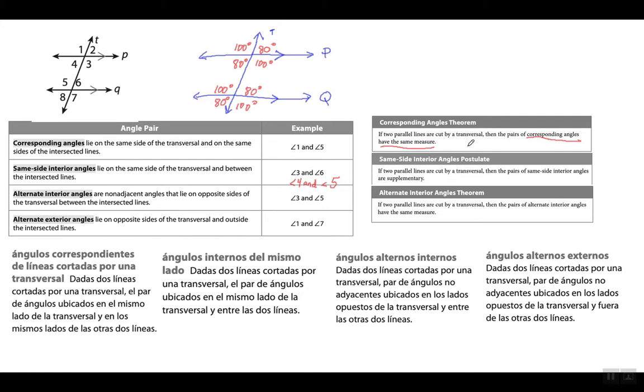Okay, so the relationship, if you look at my example and we'll also read this, the relationship that exists with same side interior angles is that they are supplementary. We could just cut to the last part. The last part says the most important part that you need to know. Same side interior angles are supplementary.